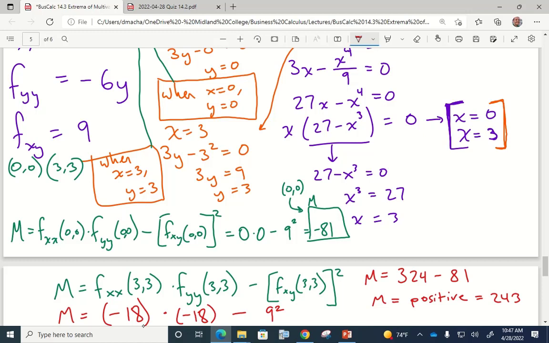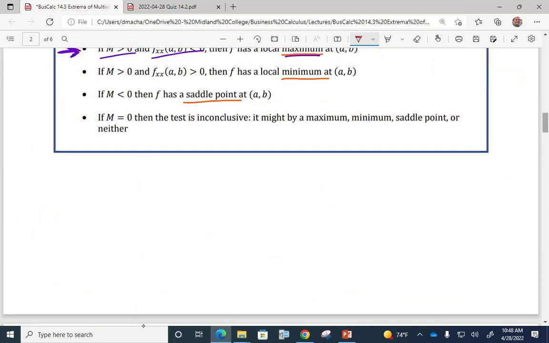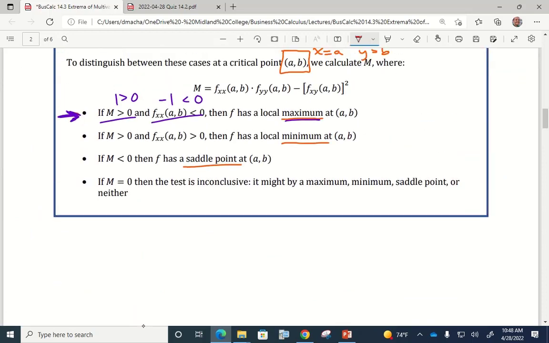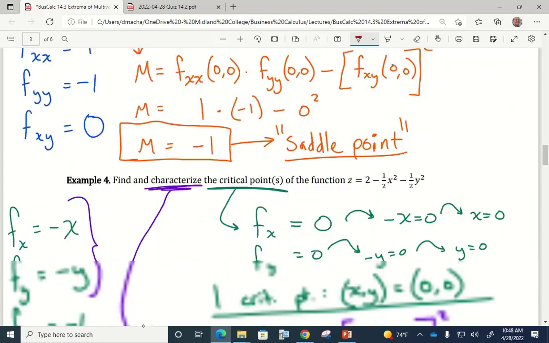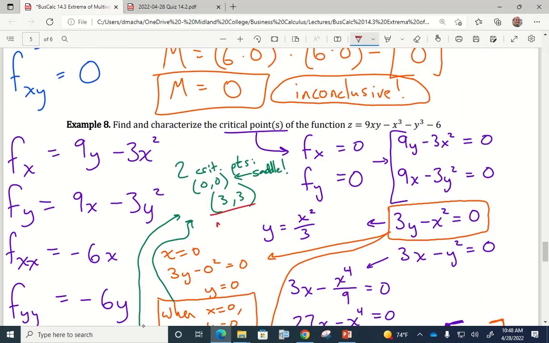Since m is positive, I'm either dealing with a maximum or a minimum at that critical point. If I look at my second derivative with respect to x, that is negative. So I think that means I'm dealing with a maximum, right? Negative second derivative, positive m. That means that I'm looking at a maximum because that's that first bullet point for my m test. So at the point 3, 3, that critical point is a maximum.